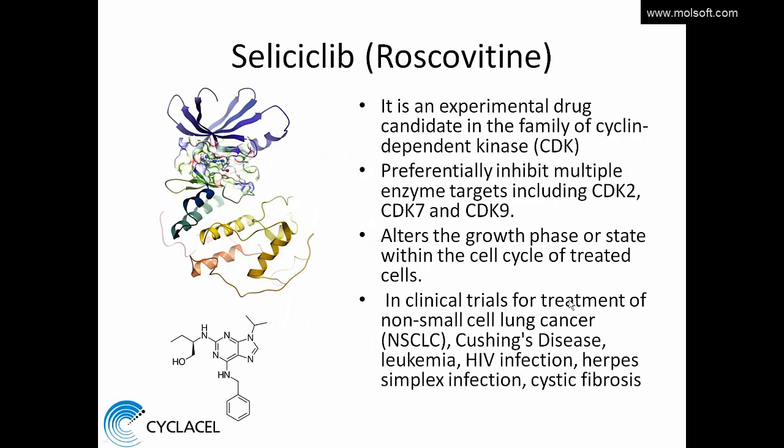For our example today, we are going to concentrate on riscovatine, which is a compound that is in phase 1 trials at the moment by a Scottish company. It's an experimental drug candidate in the family of CDK, cyclin-dependent kinase inhibitors. It preferentially inhibits multiple enzyme targets, including CDK2, 7, and 9. It seems to alter the growth phase or state within the cell cycle of treated cells, and it's in clinical trials for treatment of lung cancer, Cushing's disease, leukemia, and other diseases as well. There is a crystal structure with riscovatine bound to this kinase, so that is how we start our demonstration.